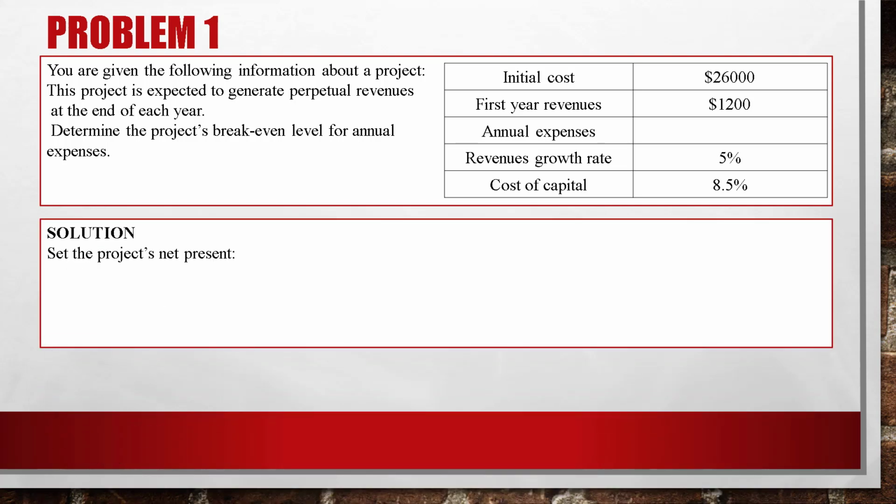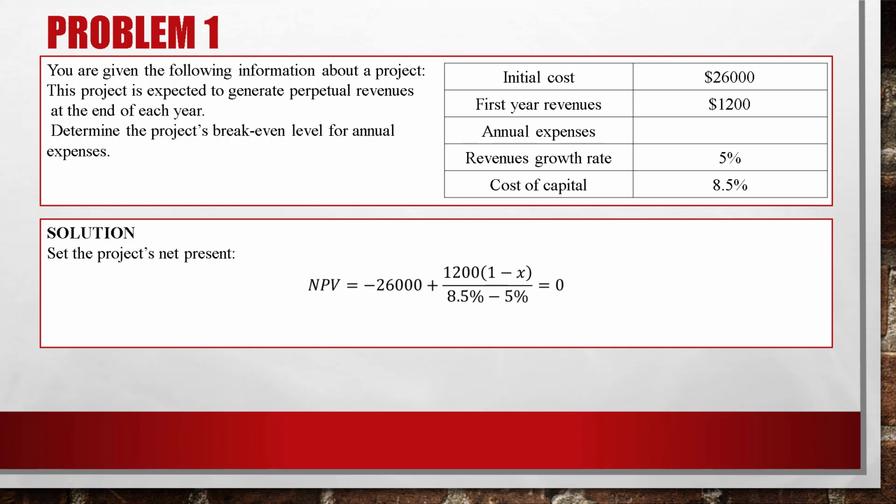So we basically have to set the project net present value, NPV, to 0 because we try to find the break-even level. Here the initial cost is what we have to pay, so it's negative 26,000. The first year revenues is what we receive, so it should be positive. And let's say X is the annual expenses.